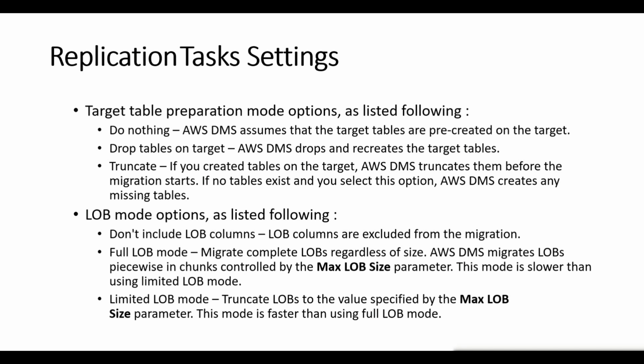LOB mode options: don't include LOB columns, as the name suggests. Full LOB mode is slower than using the limited mode. Here you migrate complete LOBs regardless of size, and DMS migrates LOBs piecewise in chunks controlled by the max blob size parameter. In limited LOB mode, you truncate LOBs to the value specified by the max LOB size parameter. This mode is faster than using full LOB mode.